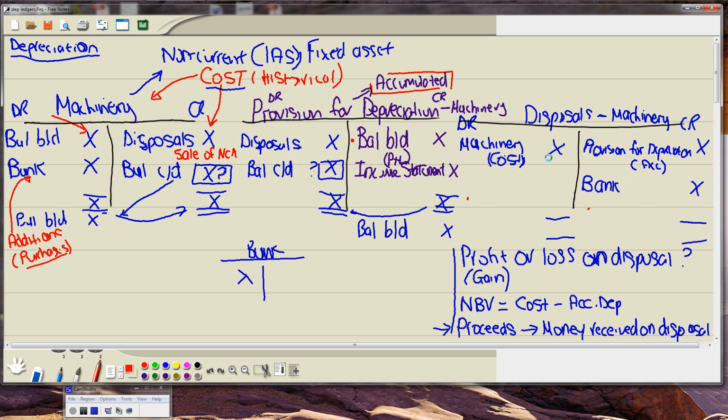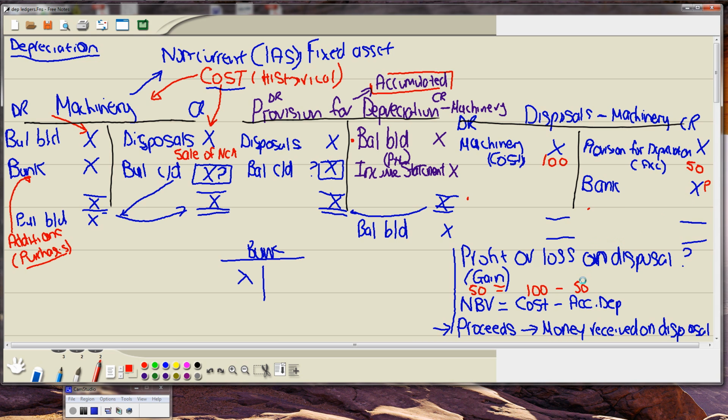Very basic numbers. Let's say this was £100 for the machinery, a cost. Let's say depreciation was £50. Straight away, down here, we could work out the NBV: 100 minus 50 gives you £50. That means this machine was bought for £100. We've reduced it by £50 over several accounting periods, and the current value upon disposal when selling is £50.